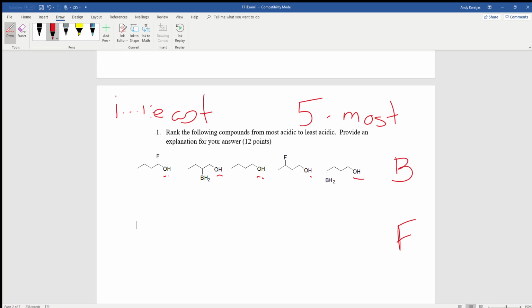So given that the group that's changing is not directly attached to the acidic hydrogen, we know this is going to be an inductive effect. Boron, we find on the periodic table to the left of carbon, is less electronegative. And because it's less electronegative, it's an electron donating group. Fluorine, on the other hand, is the most electronegative element and is therefore electron withdrawing.